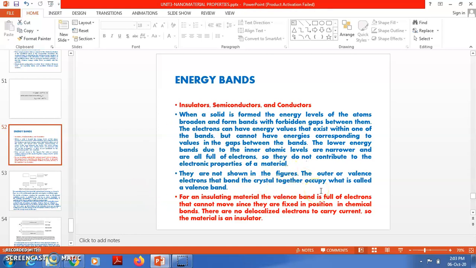The outer valence electrons of the crystal together occupy what is called the valence band. For an insulating material, the valence band is full of electrons that cannot move since they are fixed in position in a chemical bond. So there are no delocalized electrons to carry a current. So the material is an insulator.